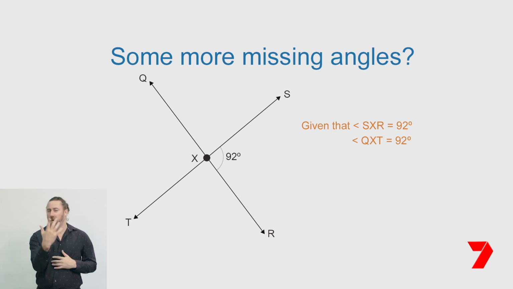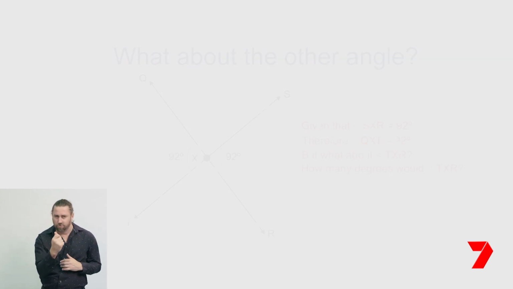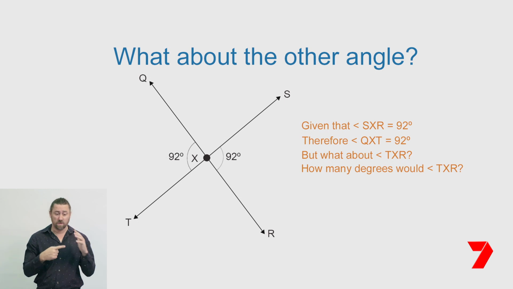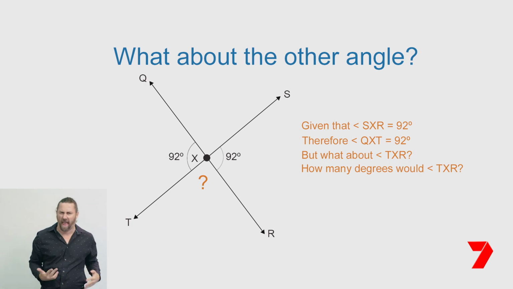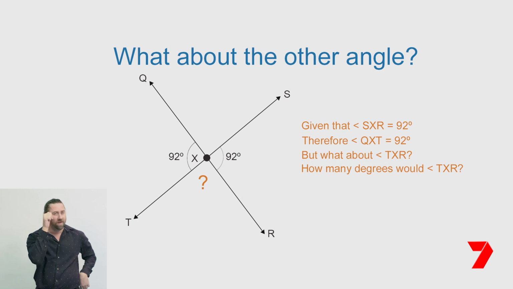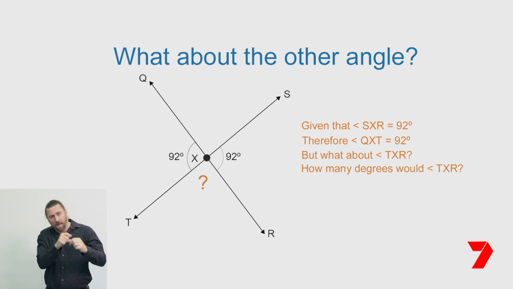Okay, one more to challenge ourselves. Could we calculate angle TXR? We know the angles either side of it are 92 degrees each. So how could we approach this problem? We could use our knowledge that supplementary angles on a straight line add to 180 degrees.